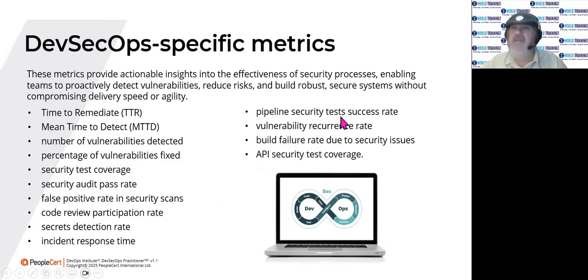Pipeline security tests success rate. So there's tests going on at every stage in the value stream in the cycle. What are the success rates in each stage and failure rates? Vulnerability recurrence. Do you have a vulnerability that's coming back or maybe intermittent? Those can be interesting to look at. Build failure rates due to security issues, another type of measure. API security coverage, as in are all the elements of a contracted API being tested for security.